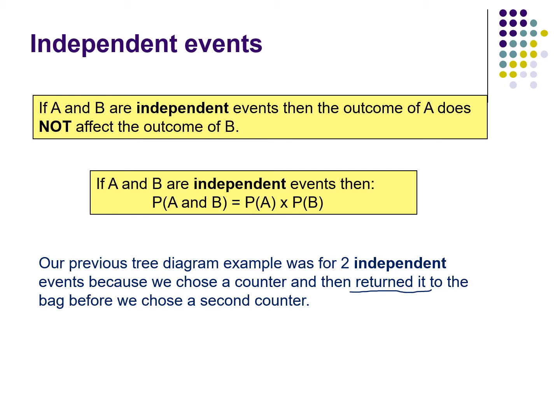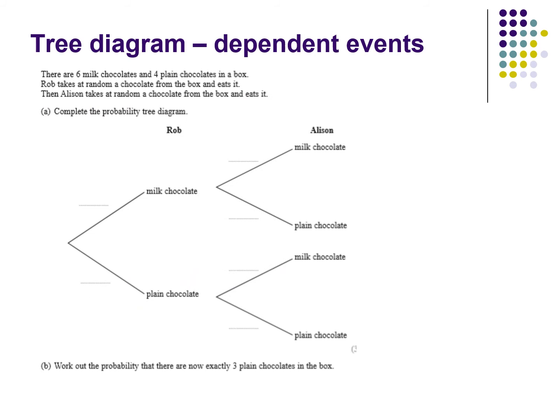Okay, let's compare that then to this next example that we're going to have a look at, where we've got dependent events. Okay, so this is a sort of exam style question. They quite often in an exam actually give you a sort of structure of a tree diagram and ask you to fill it in. So if you can write down the question, notice this is dependent events. Why is it dependent? Well, there's some chocolates in a box. My first event is Rob taking one and eating it. Okay. And then my second event is then Alison taking one and eating it.